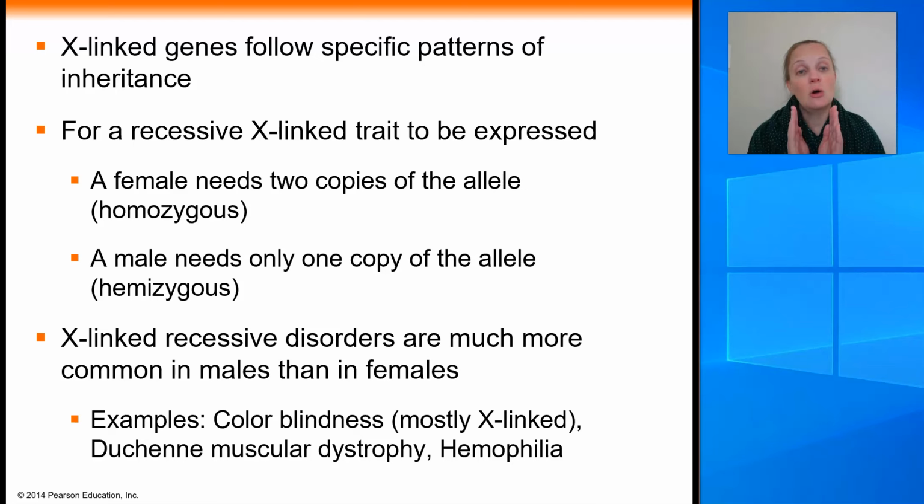In order to show the phenotypes of an X-linked recessively inherited disorder, they need to inherit two recessive copies of that particular gene, one on each chromosome. So they need to be homozygous for that recessive gene. And that makes a lot of sense. This is something that we've talked about in the previous chapter.